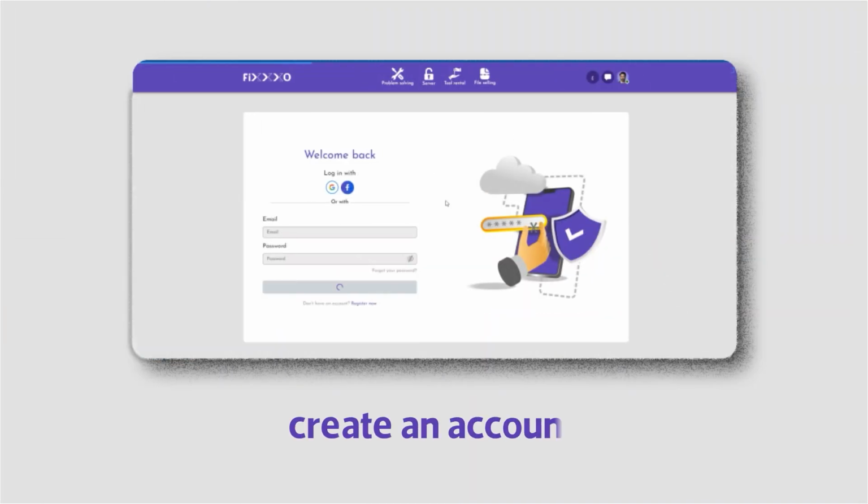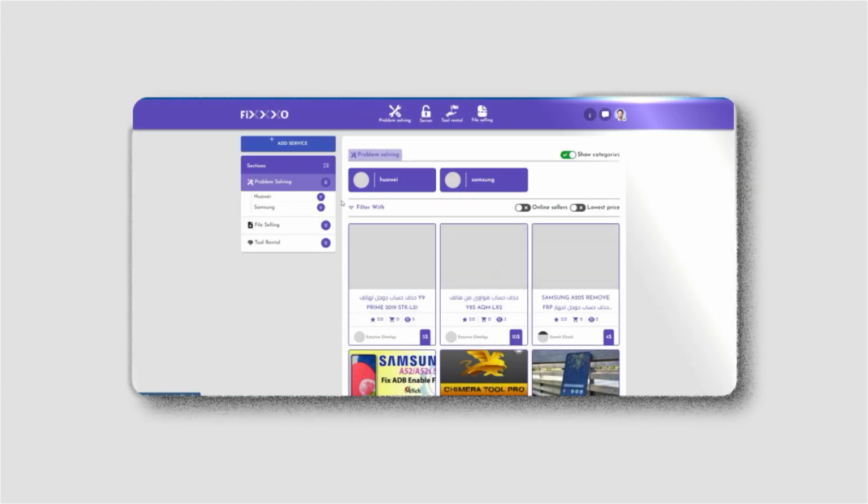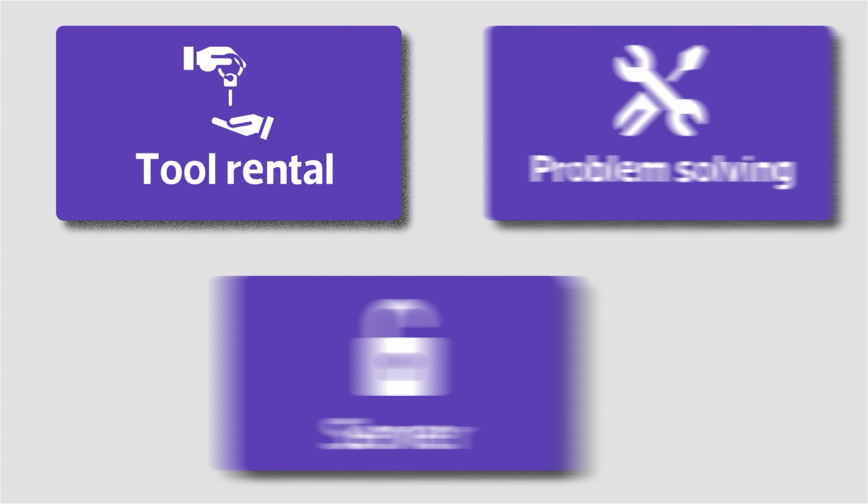First, create an account, then top up your balance, and then go to the section to solve your problem. Then choose the service, price, and appropriate person to solve the problem.